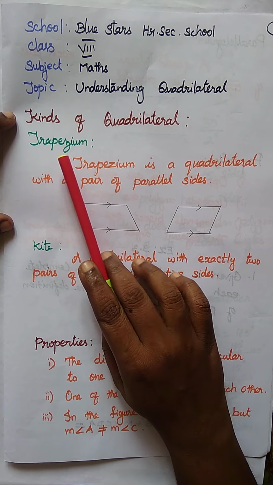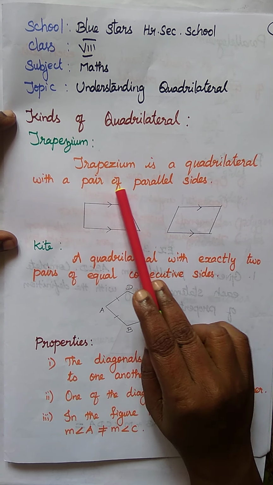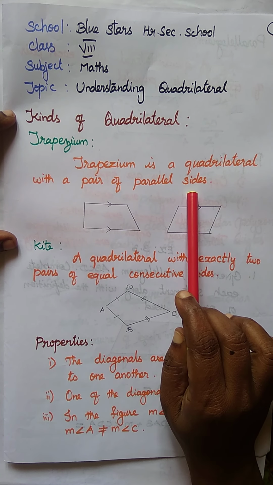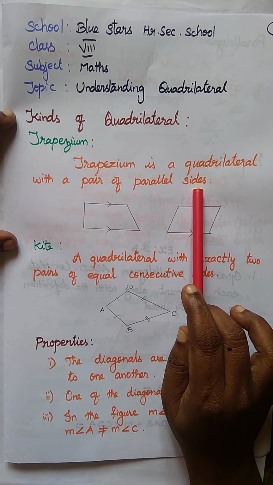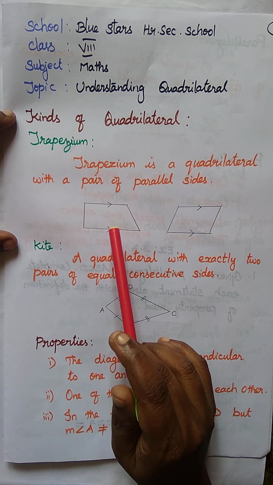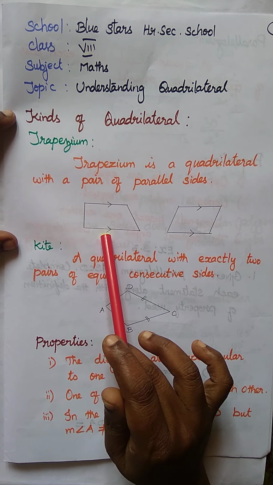First one is trapezium. What is a trapezium? A trapezium is a quadrilateral with a pair of parallel sides. Trapezium is also a quadrilateral. It has a pair of parallel sides. See, this arrow mark represents the parallel sides. These two sides are parallel.